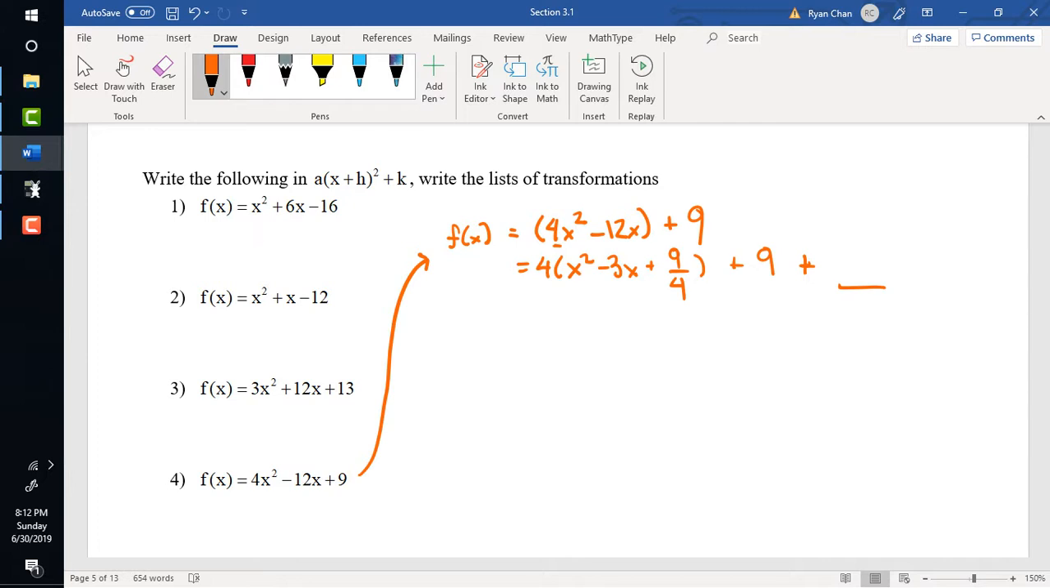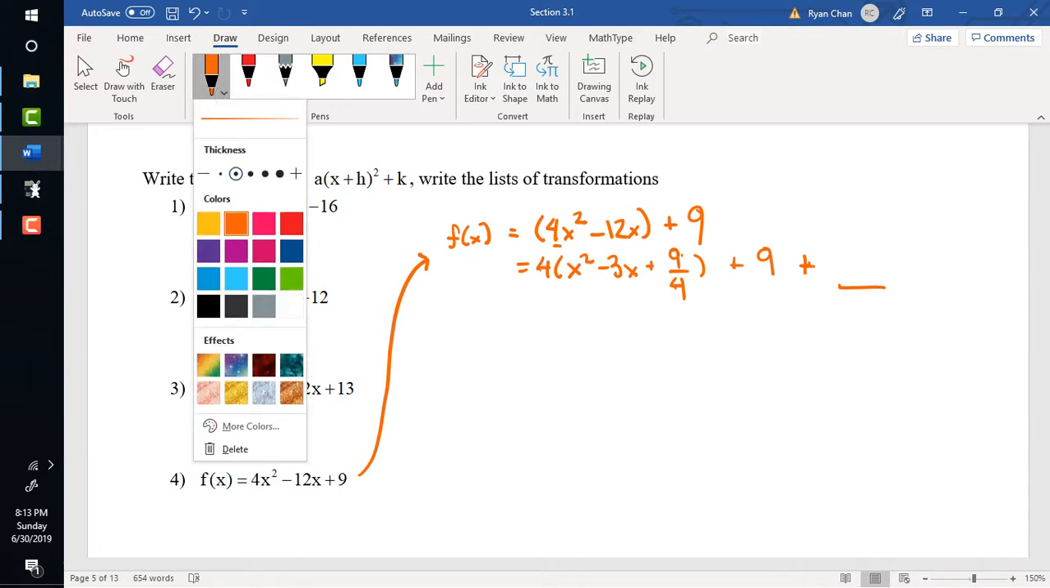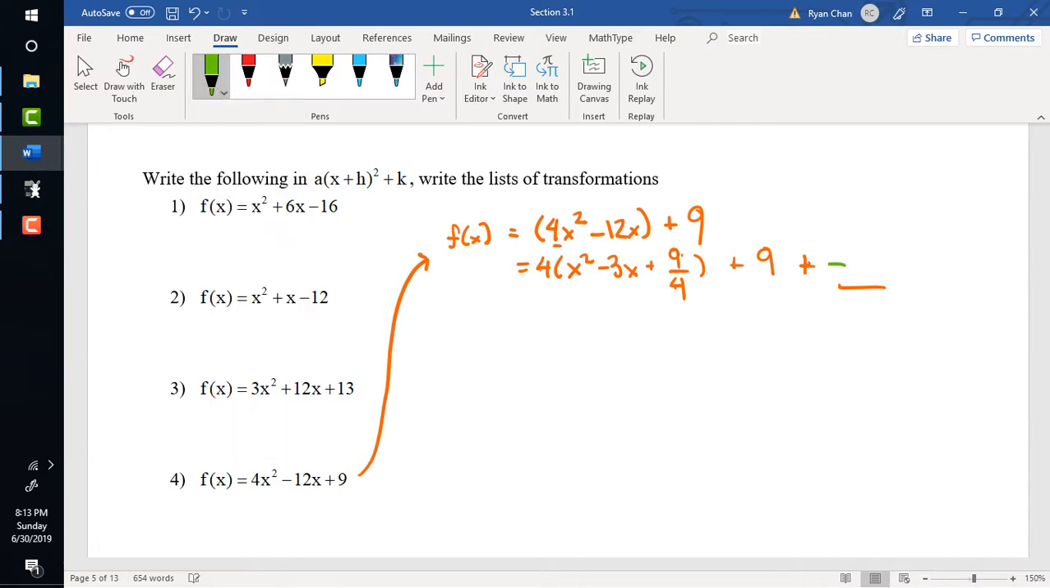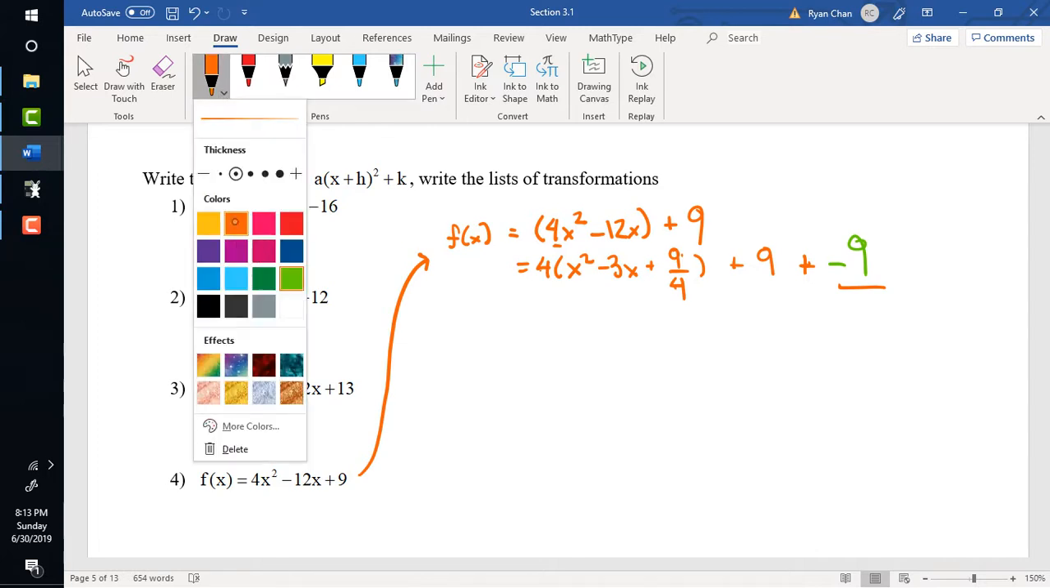Yeah, so this one's kind of an odd one. Okay, so let's take a look at this. So I'm adding 9/4, but this is inside being multiplied by 4. 4 times 9/4 is 9. So to balance it out, I'm going to subtract 9. 4 times 9/4 is 9, and I'm going to do the opposite. So it's going to be negative 9 for the following here.